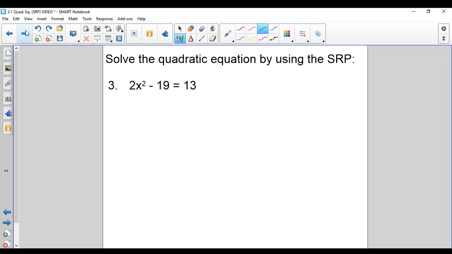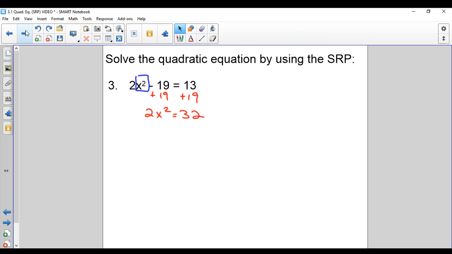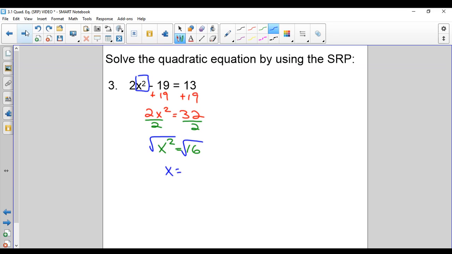Next, a little bit more involved. We are still getting the x squared by itself, no matter how much is with it. So that means we add 19 to both sides. We get 2x squared equals 32. You divide by 2 before you square. Do not square when that 2 is there. So we get x squared equals 16. Now we square root both sides. We get x equals plus or minus 4 since 16 is a perfect square. And there's our solution.